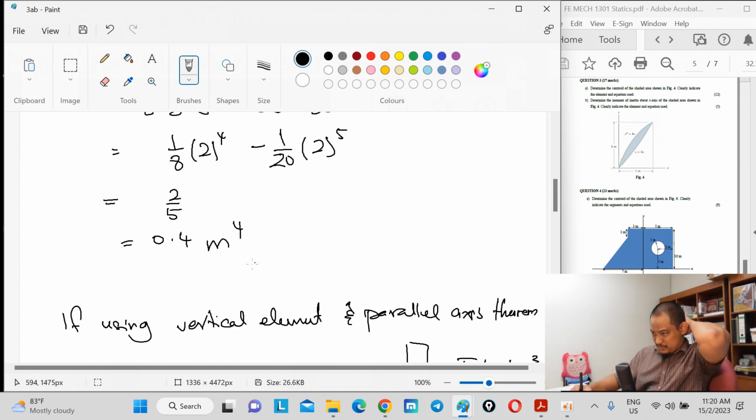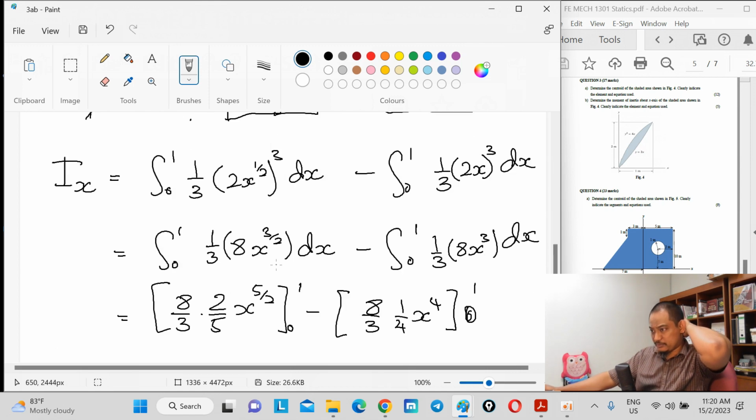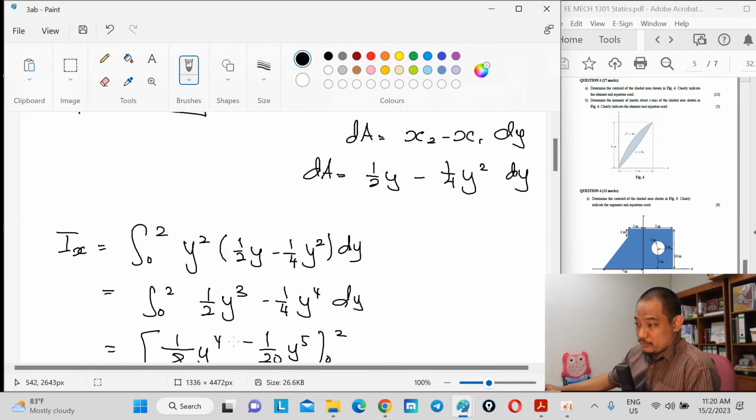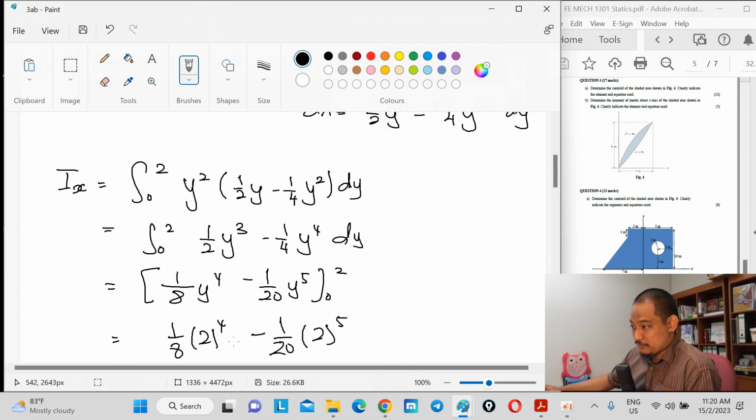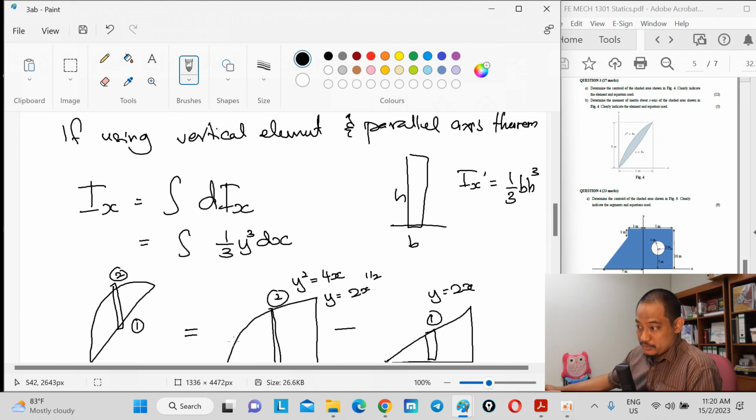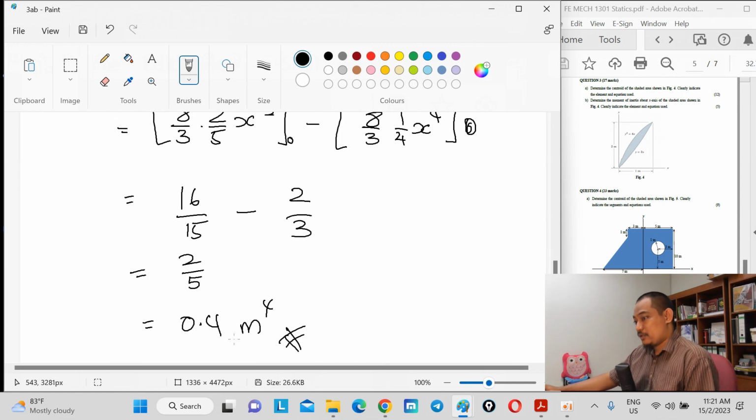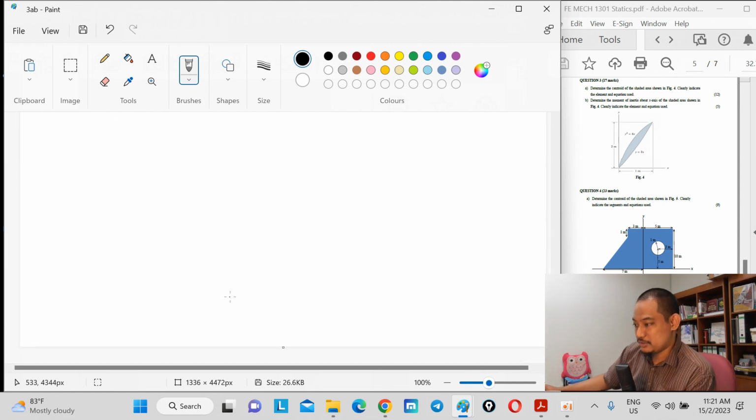Yep, it is the same. So this is 0.4, and this is 0.4 as well, right? So the answer will be the same if you use vertical or horizontal, but in this case horizontal is straightforward like this. With vertical, you have to understand the parallel axis theorem as well as composite, right? Okay, so that's question 3a.